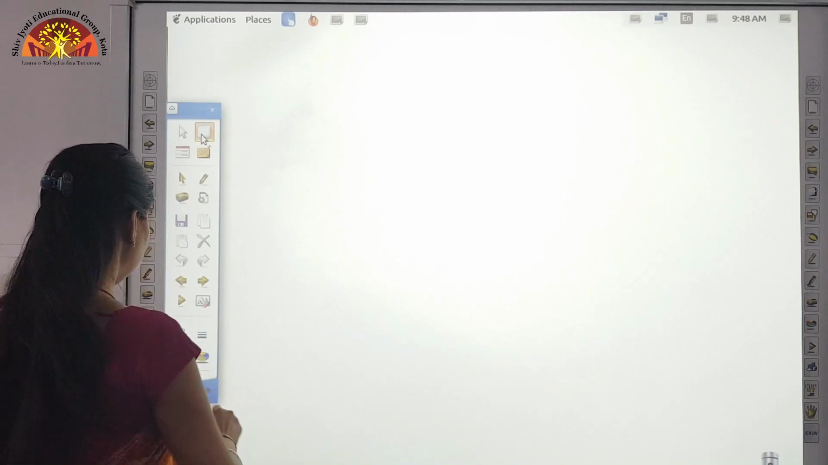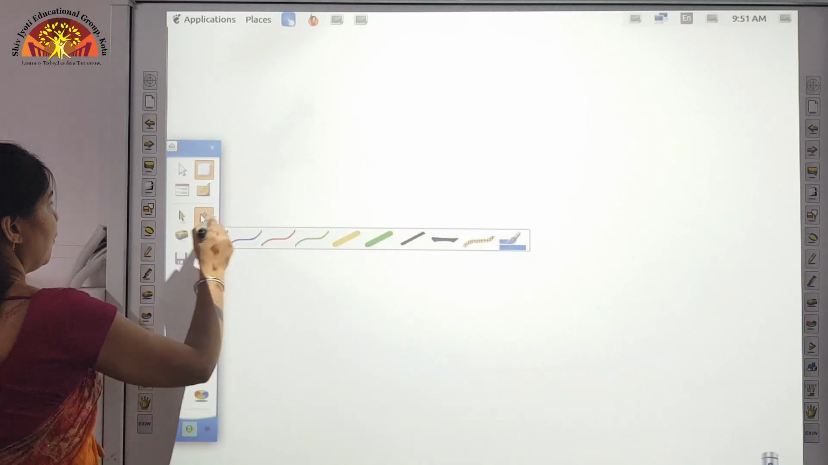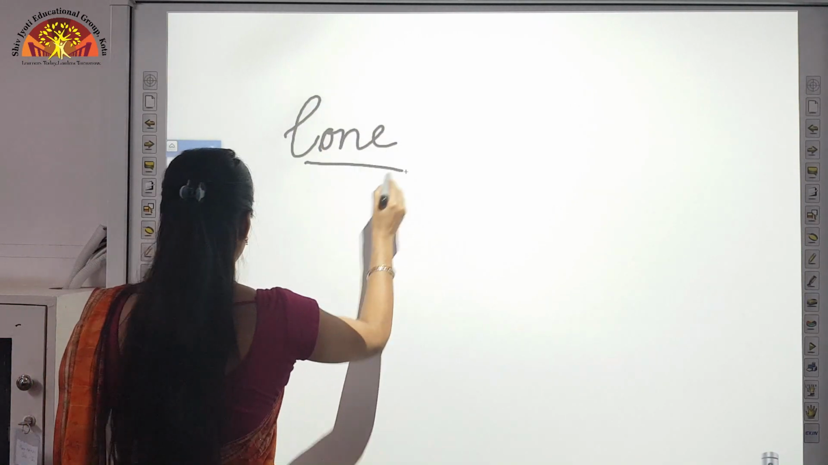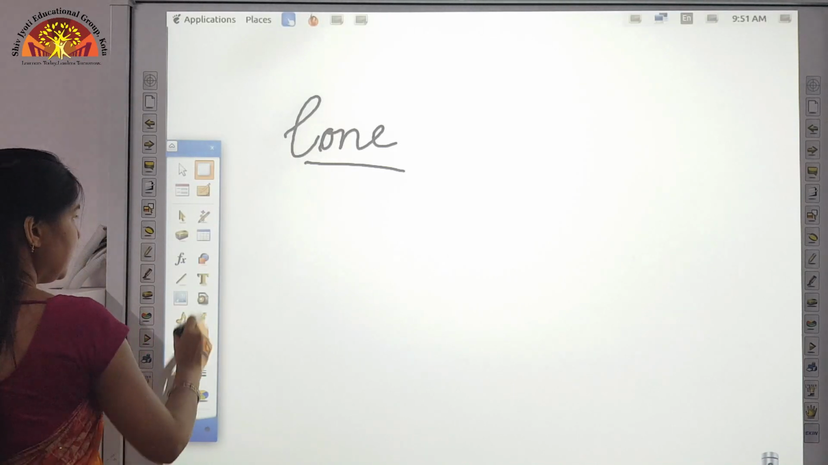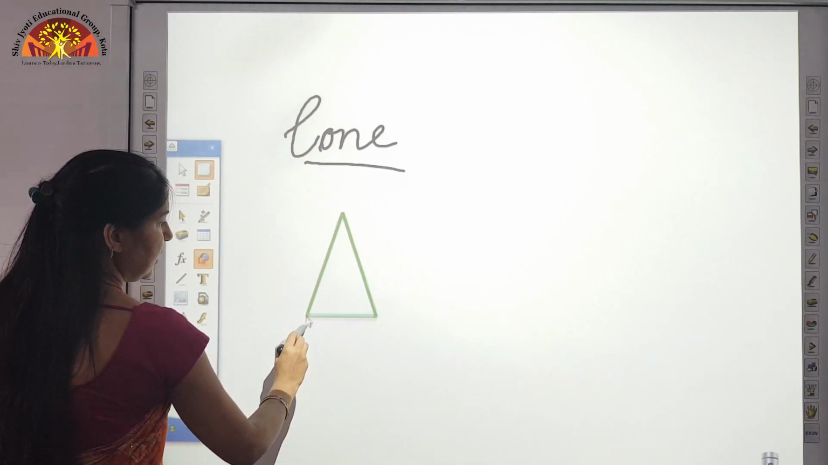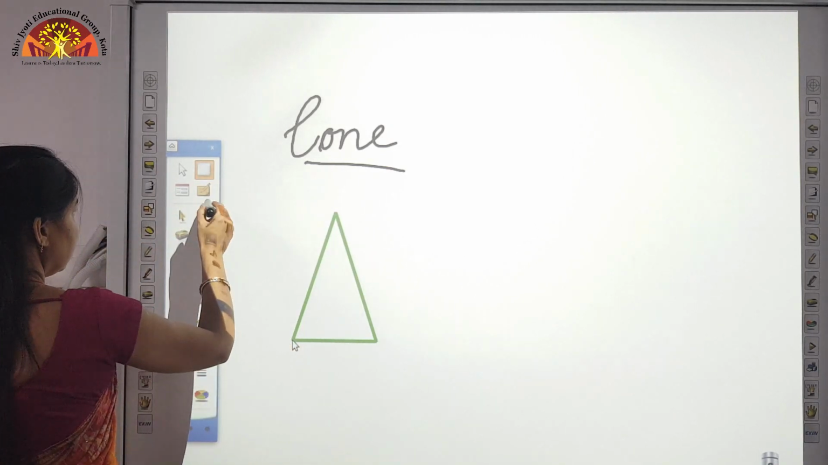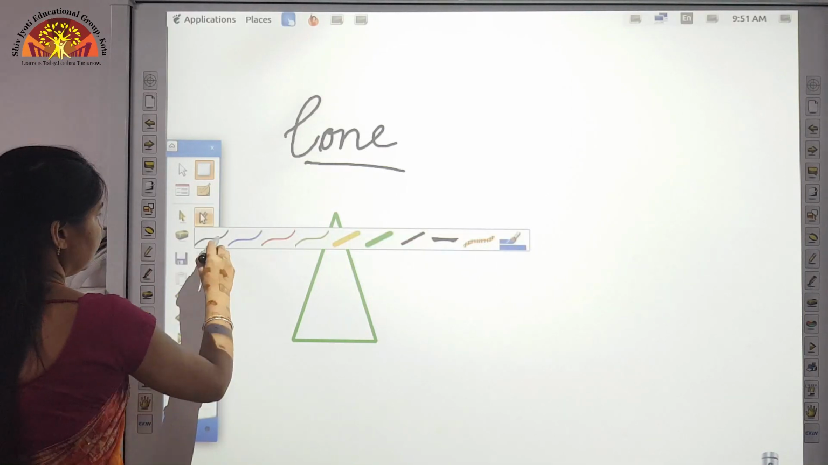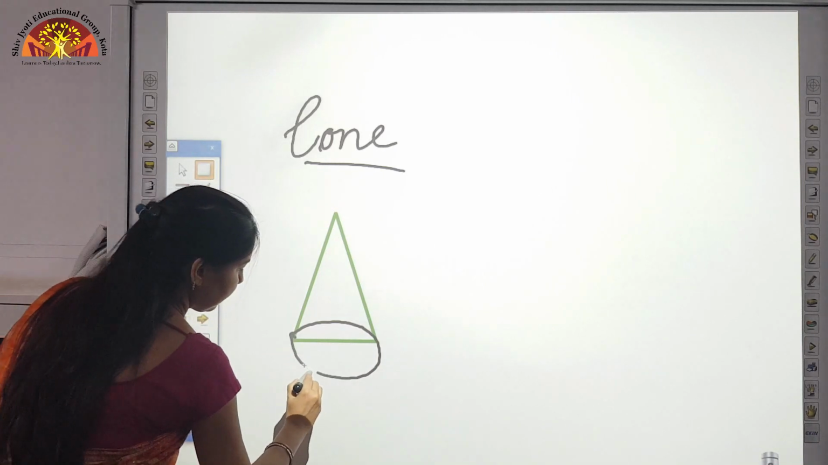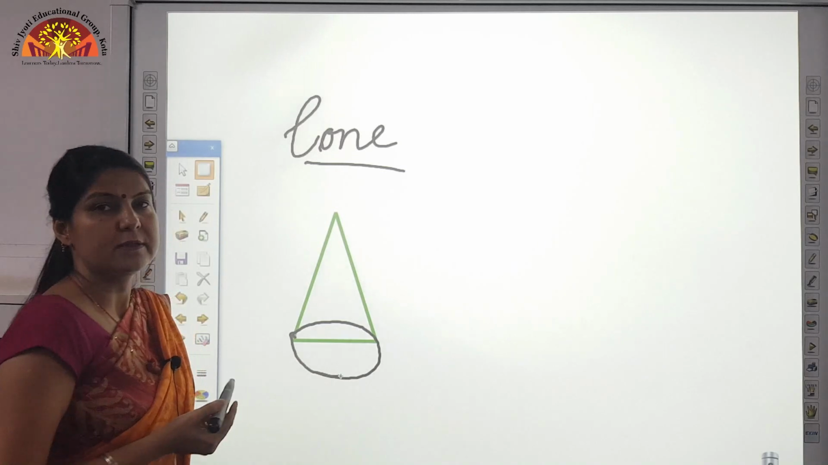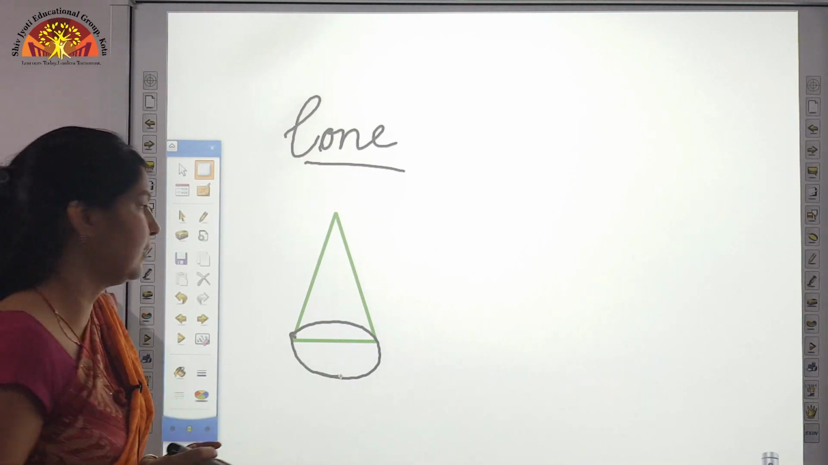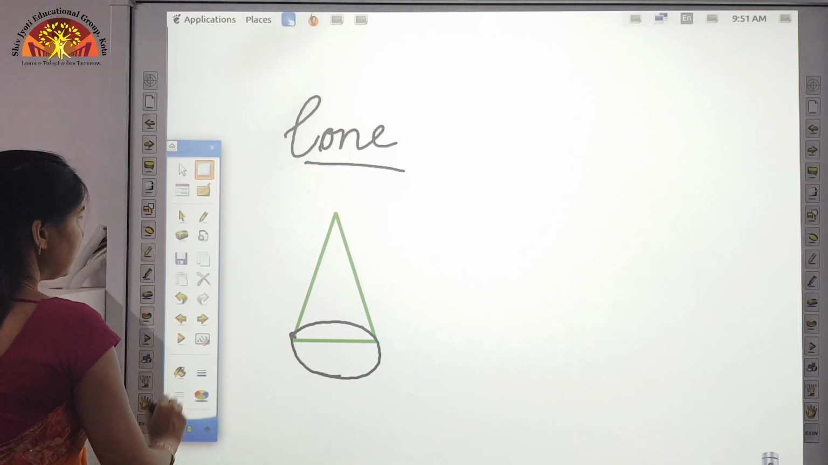Now children, we will see cone shape. Okay. So what is the spelling of cone? C-O-N-E. This is cone. For drawing cone, first we have to make a triangle. This is triangle. Now we will draw a circle like this inside it. This is conical shape. Children, as you wear a birthday cap on your birthday, this is in the shape of a cone. Okay. Now we will see cylindrical shape.